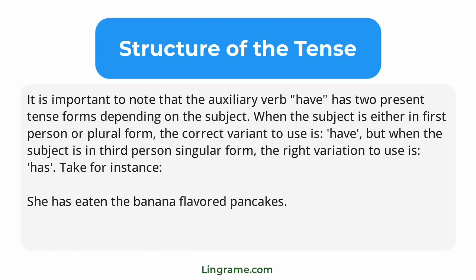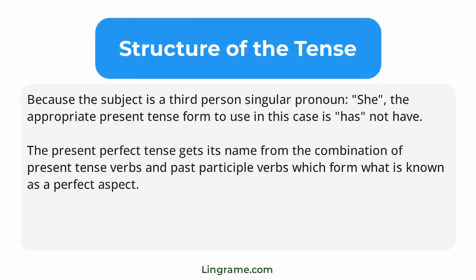It is important to note that the auxiliary verb, have, has two present tense forms depending on the subject. When the subject is either in first person, or plural form, the correct variant to use is, have, but when the subject is in third person singular form, the right variation to use is, has. Take for instance, she has eaten the banana-flavored pancakes. Because the subject is a third-person singular pronoun, she, the appropriate present tense form to use in this case is, has, not have. The present perfect tense gets its name from the combination of present tense verbs, and past participle verbs, which form what is known as a perfect aspect.